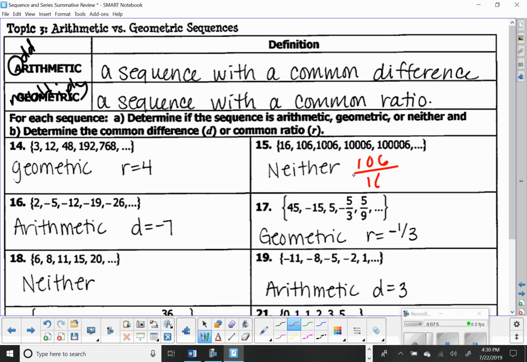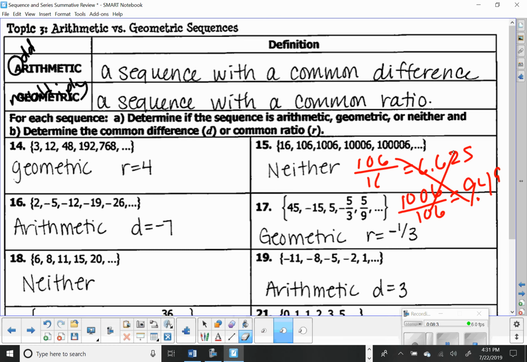106 divided by 16 is 6.625. Then I would go to 1006 divided by 106, and that's 9.49 on and on. These are not the same, so therefore it's not geometric. If it's not arithmetic and it's not geometric, then it's neither, and you just don't do anything else.